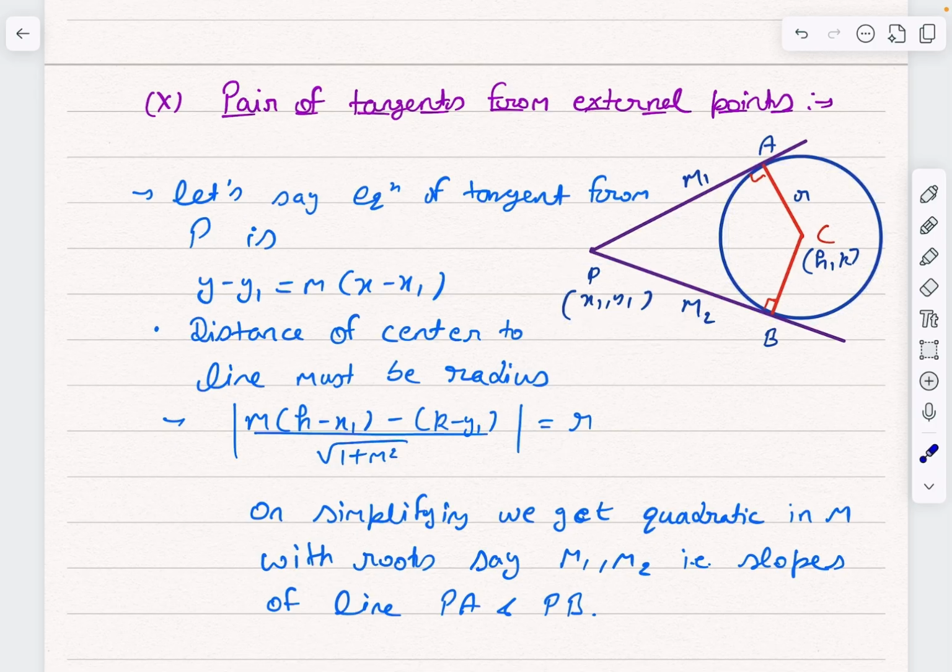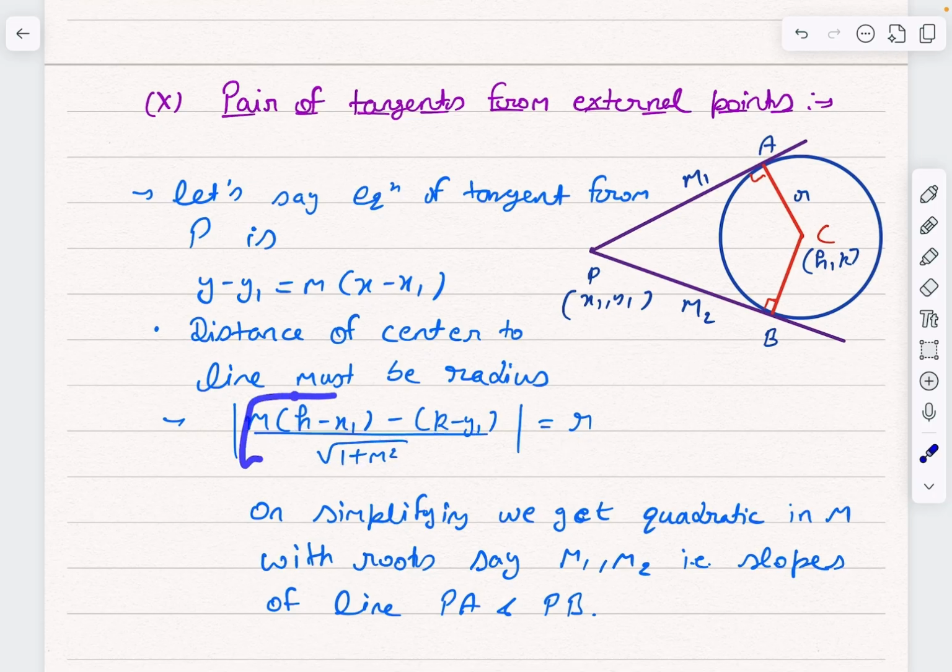We just assume that the slope of the tangent is m. So y minus y1 equals m times x minus x1 will be the equation of the line passing through P with slope m. And if this line is tangent to the circle, the distance of the center to the line must be equal to the radius. So find the distance, with h, k as the center and this as the line. You get m into h minus x1 minus k minus y1 by root 1 plus m square equal to r.